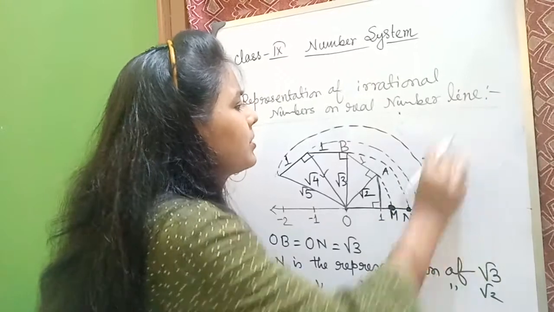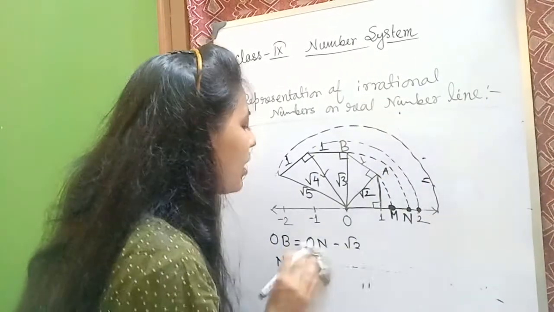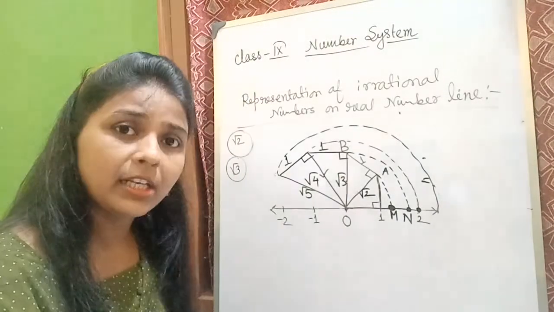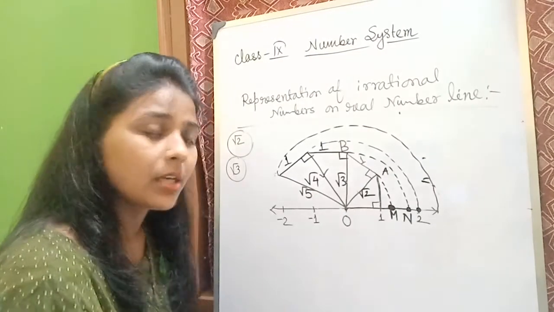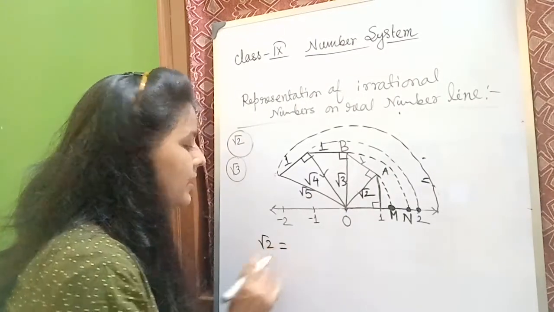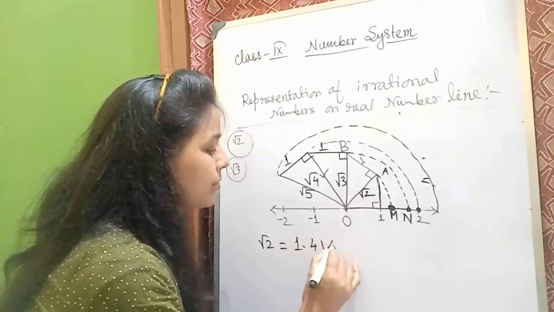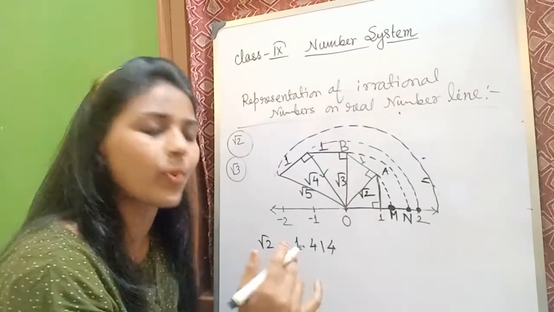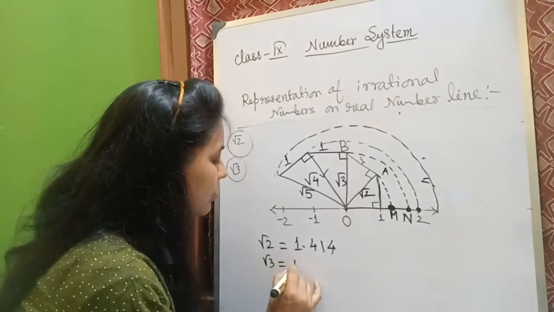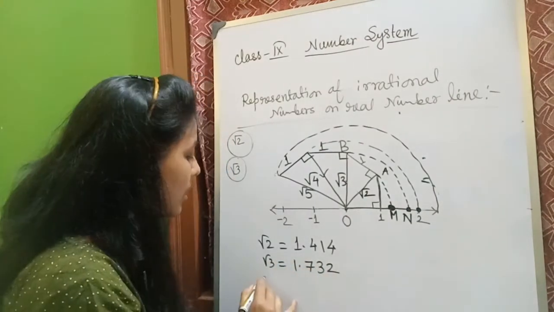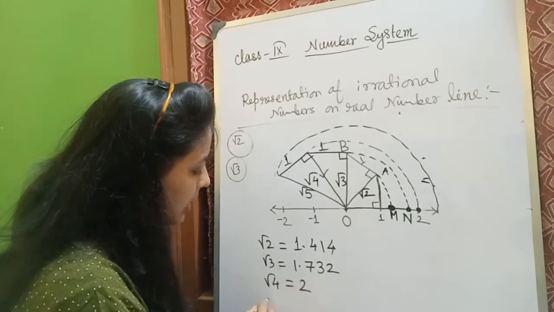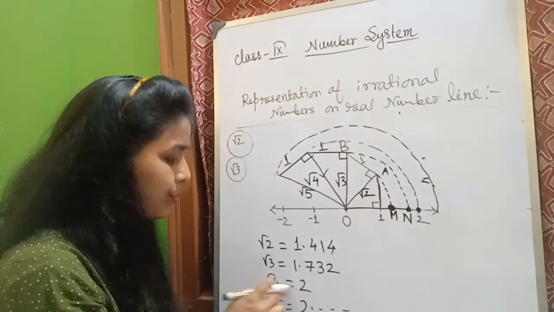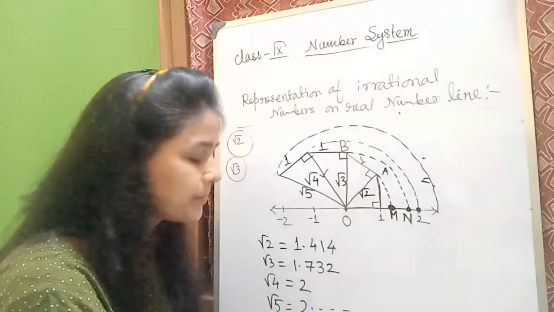Everybody knows, at least in class 8 you have done finding the square root by the long division process. I am just giving you a rough idea. Root 2 equals 1.414, which I know. If you don't know, you can find it by the long division method. Root 3 equals 1.732. Root 4 is 2, and root 5 is something after 2.